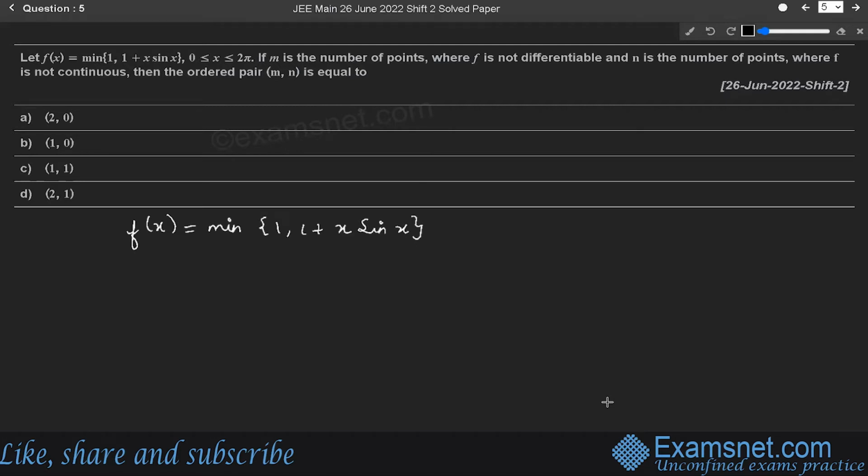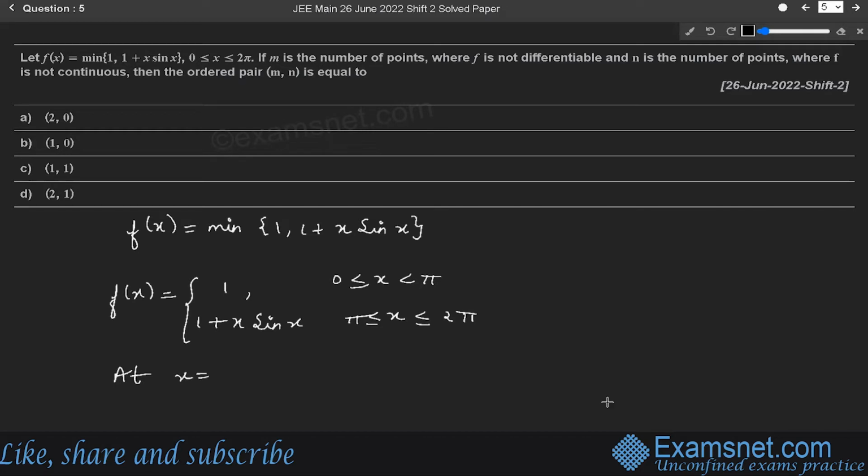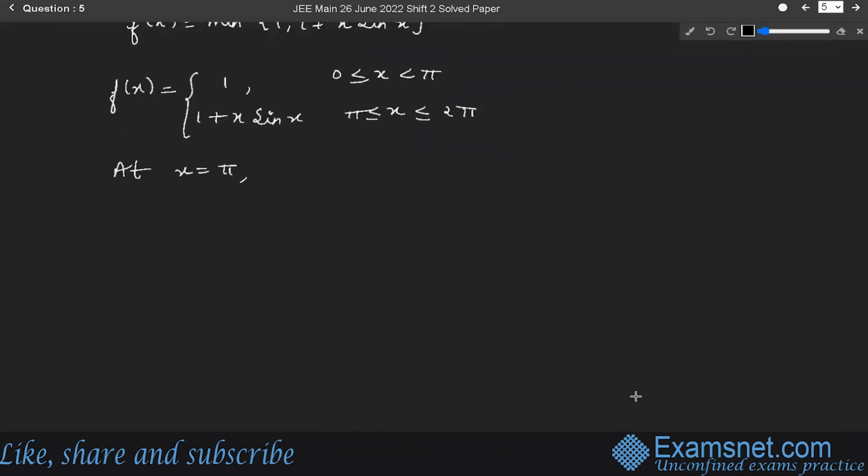So according to the given conditions, f of x can be written as 1, where x belongs to 0 to pi, and f of x is equal to 1 plus x sin x, where x belongs to pi to 2 pi. Now, at x equal to pi, limit x tends to pi minus f of x is equal to 1, which is equal to limit x tends to pi plus f of x. Therefore, we can say that f of x is continuous in 0 to 2 pi.